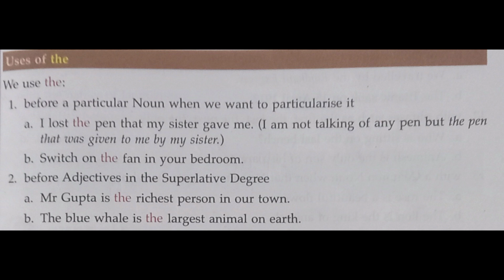Next, the blue whale is the largest animal on earth. Here, the adjective largest is in superlative degree. That's why we have used the article the before it. Similarly, whenever we use superlative degree of adjective, we have to use the article the before it.